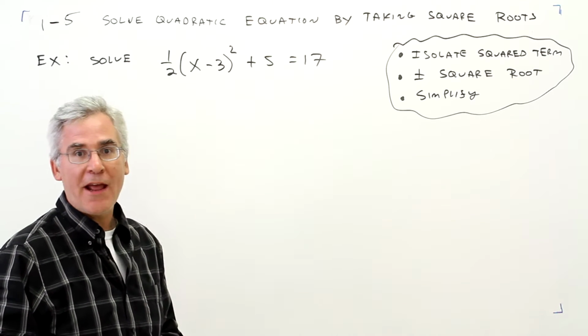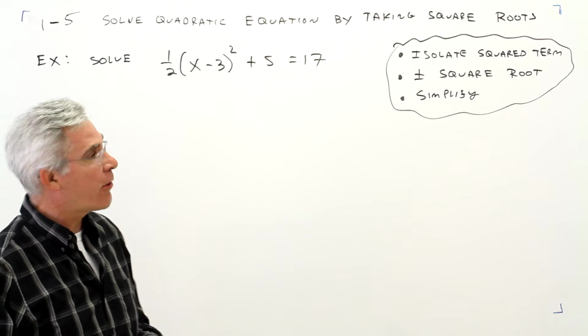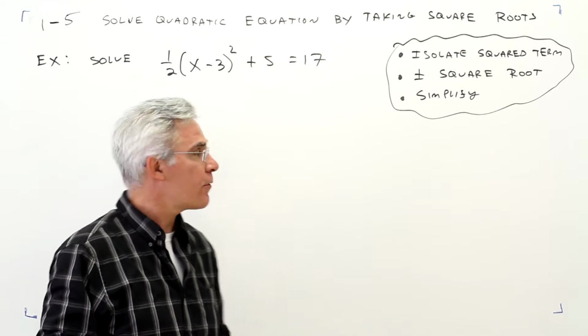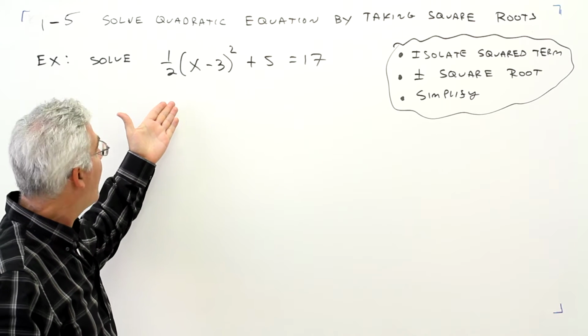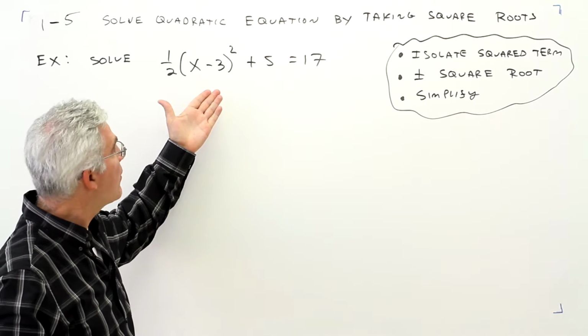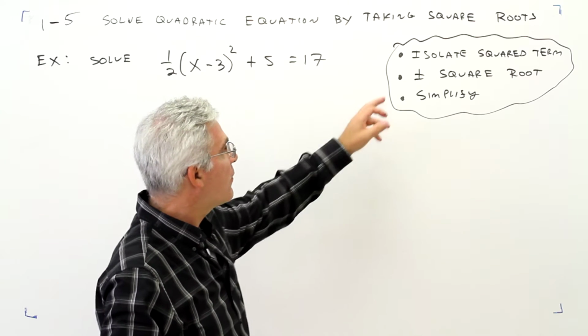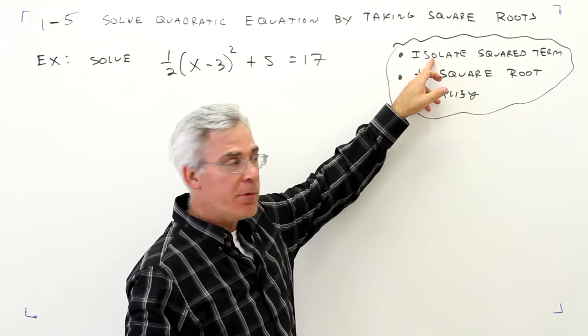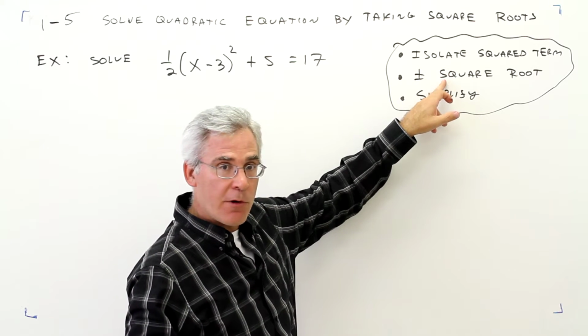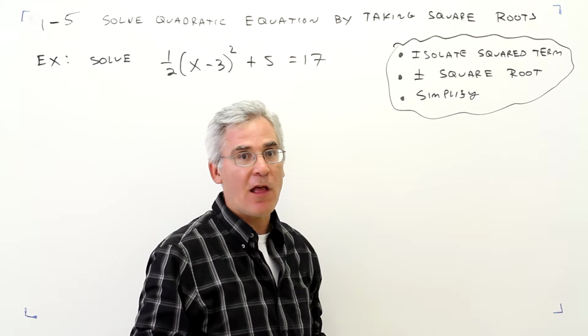Welcome to video 1-5. Solve a quadratic equation by taking square roots. Here's the example. Solve 1/2 times x minus 3 squared plus 5 equals 17. Three basic steps. Isolate the squared term, plus or minus square root, and then simplify to solve.